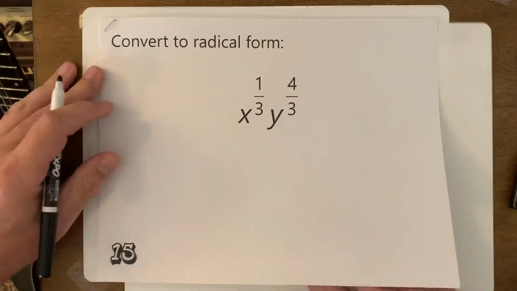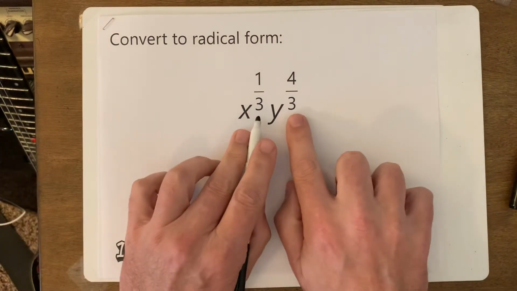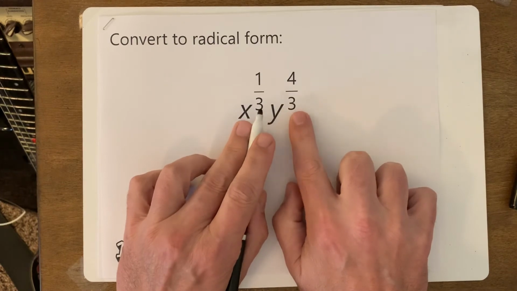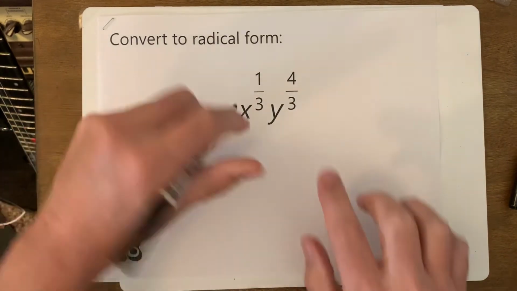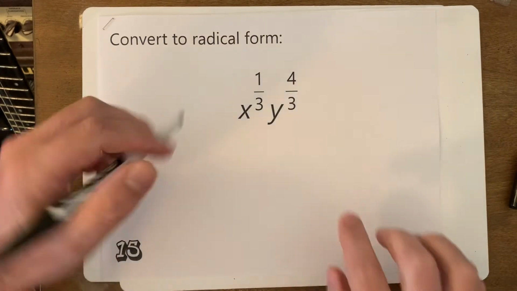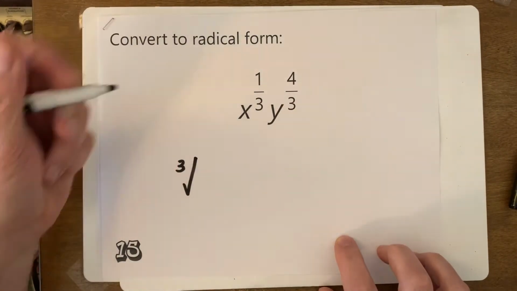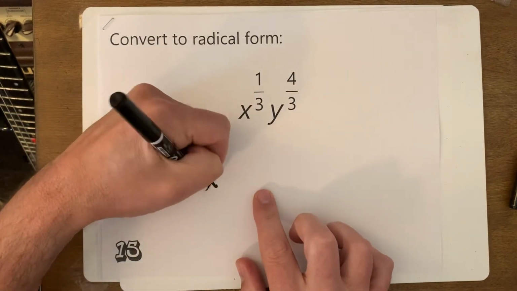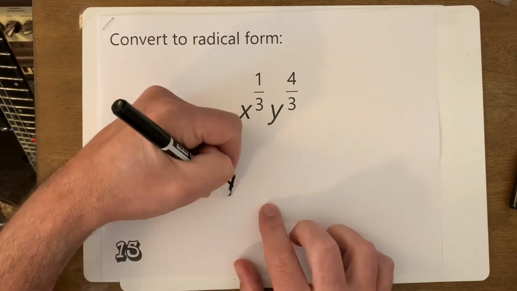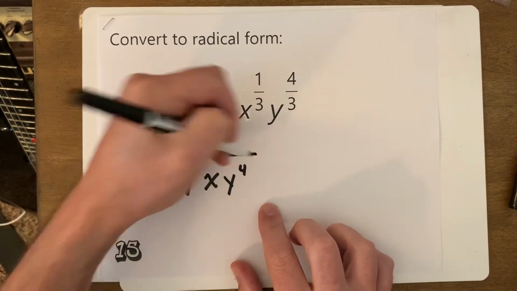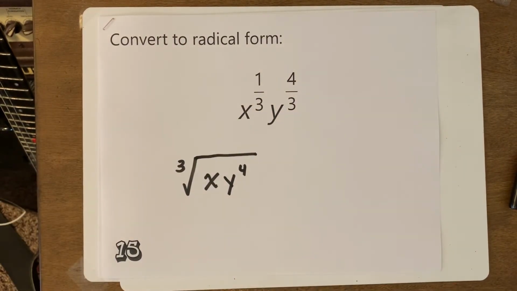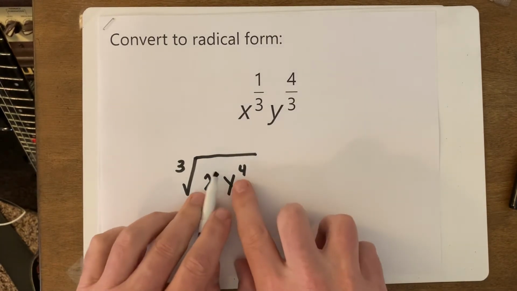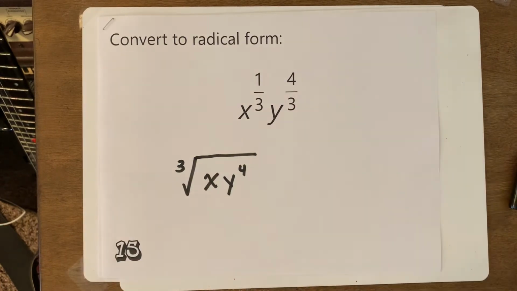Okay, this one, we have a common denominator here. So what you can do is take it, these are both common denominators. You can take this and make that your index because they're both the same. Then inside the radical, you can just take x to the 1st, y to the 4th. And that one is done, right? Just like that. No problem. And if you go backwards, that would be x to the 1/3 and y to the 4/3, and you get the same thing back that you started with.